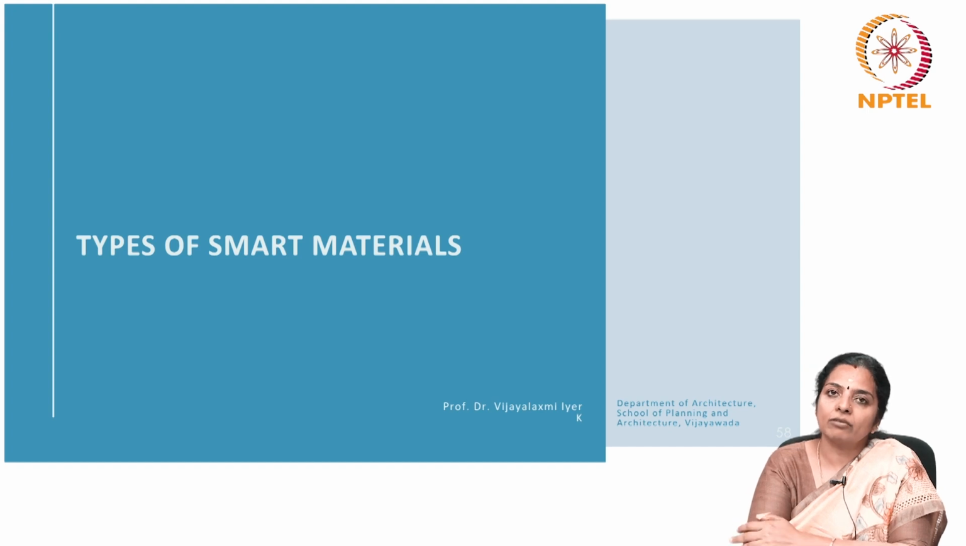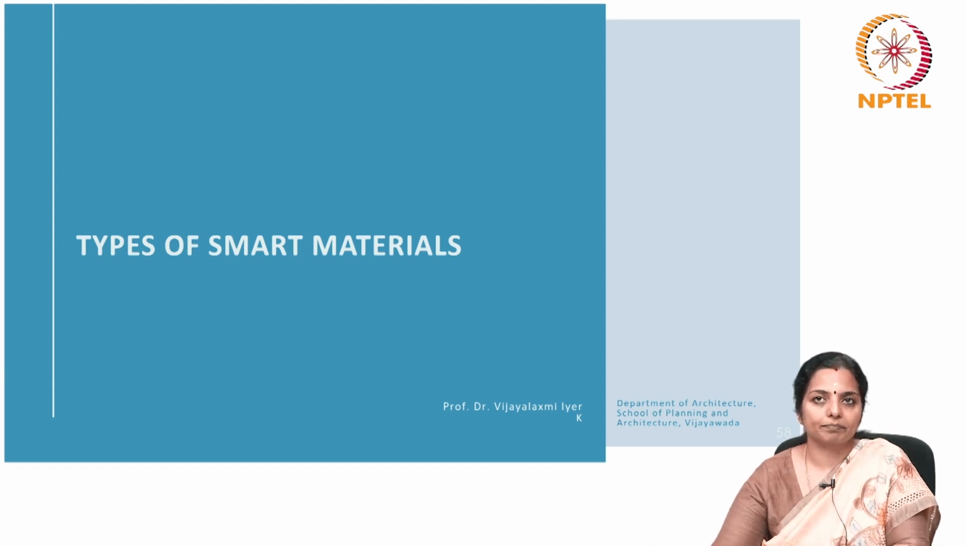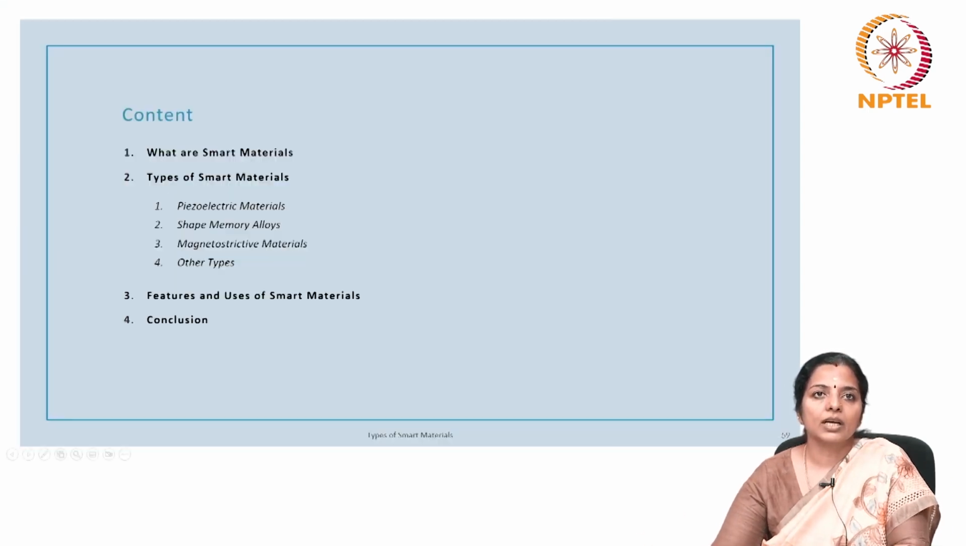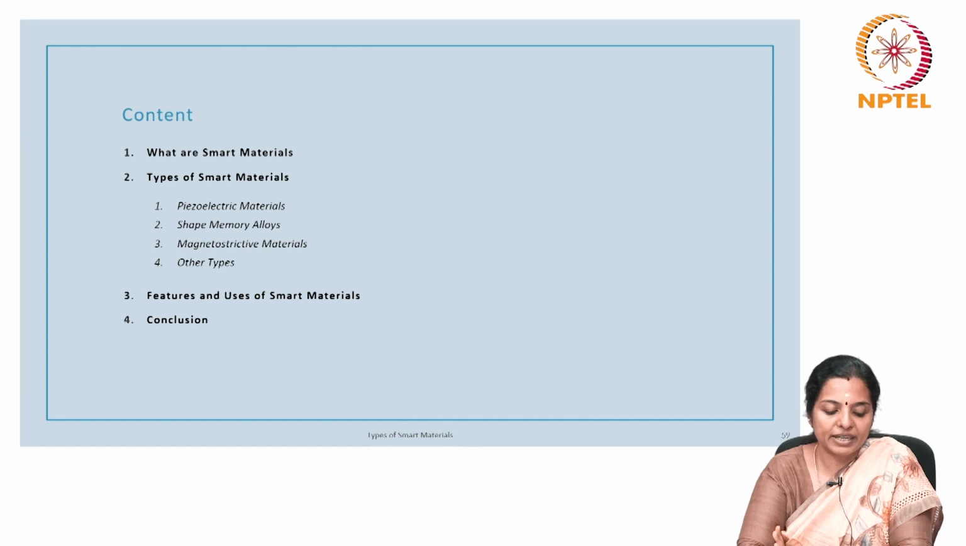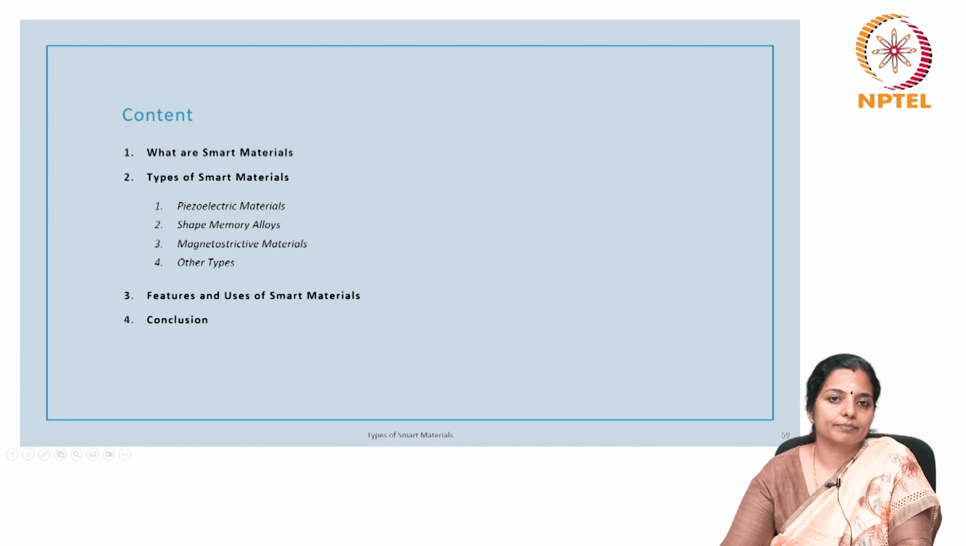The last class I gave a brief introduction. Today we will go a little bit in depth into the types of smart materials. In this class we will see what are smart materials, the various types of smart materials. I am just giving 4 examples: piezoelectric materials, shape memory alloys, magnetostrictive materials, some other type. We will see the features and uses of smart materials before we conclude.